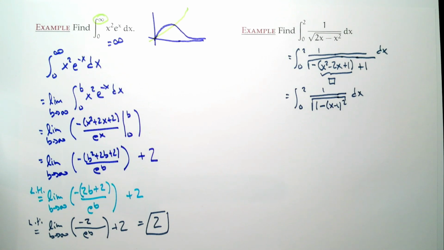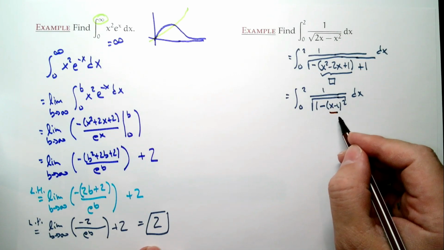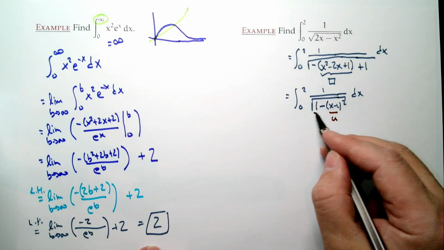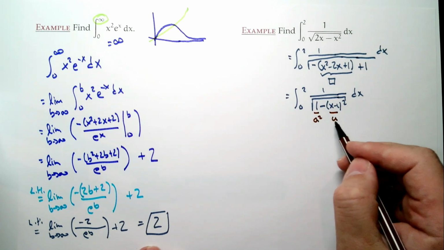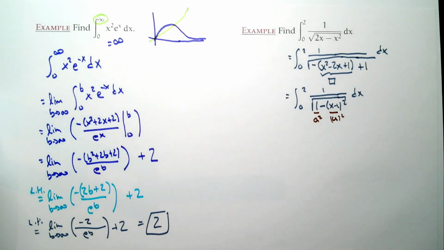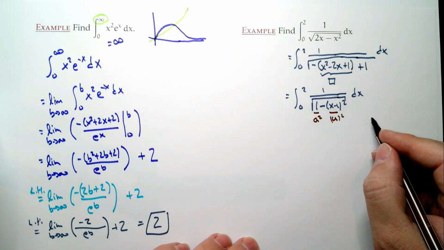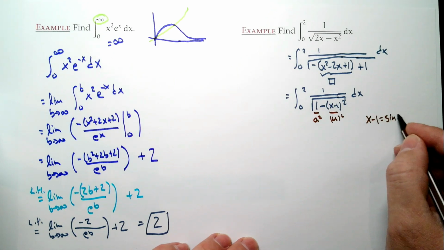Okay. Let's do a substitution, trig substitution. What's the right trig substitution to make here? So this is our x minus 1, that's our u. This 1 represents our a squared, which means that a is 1. So I have a squared minus u squared. Which form is this? Sine. All right. So we would choose x minus 1 equals sine theta.